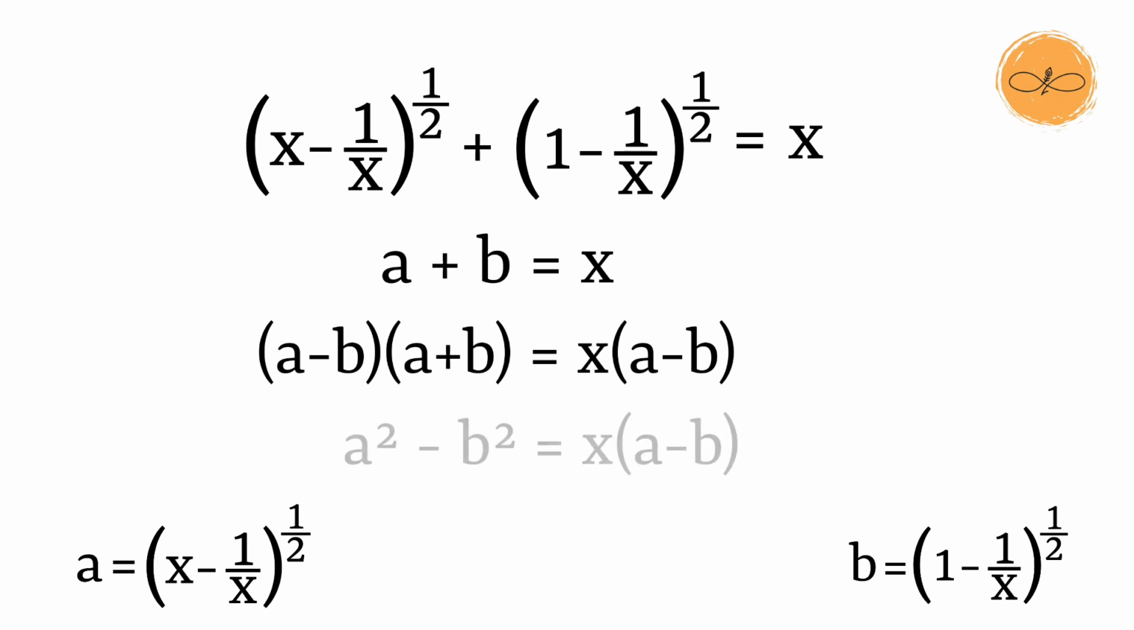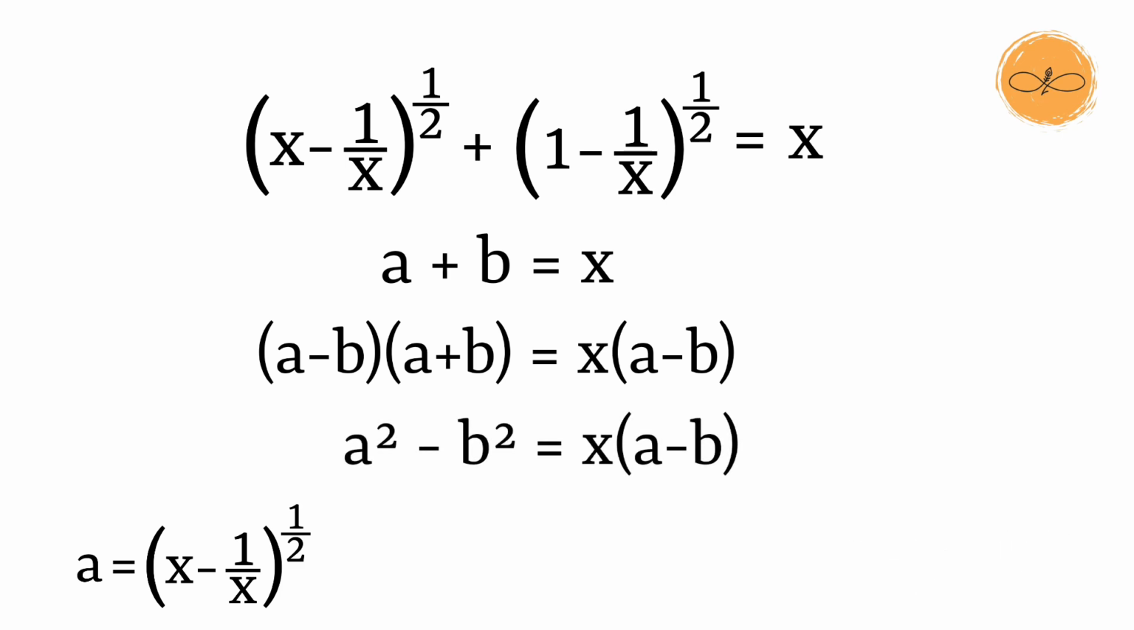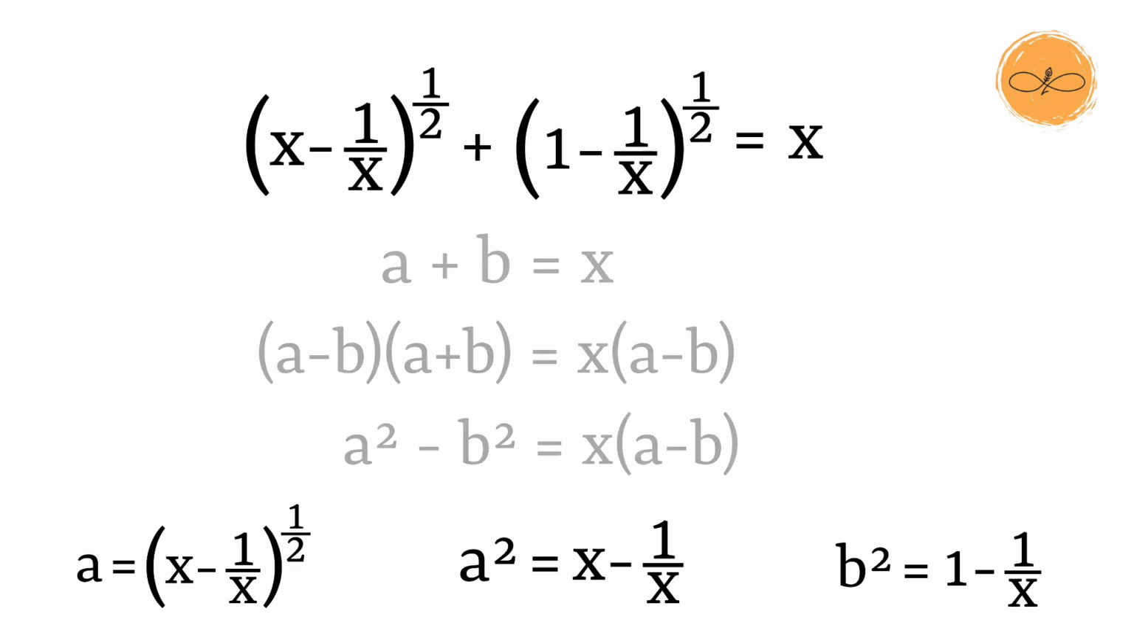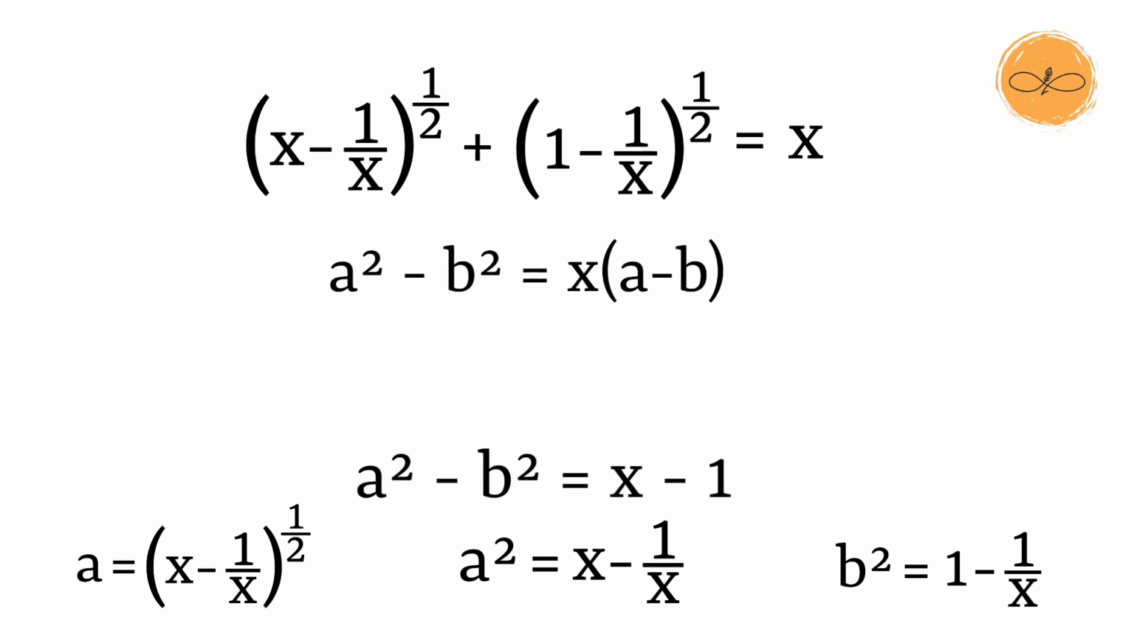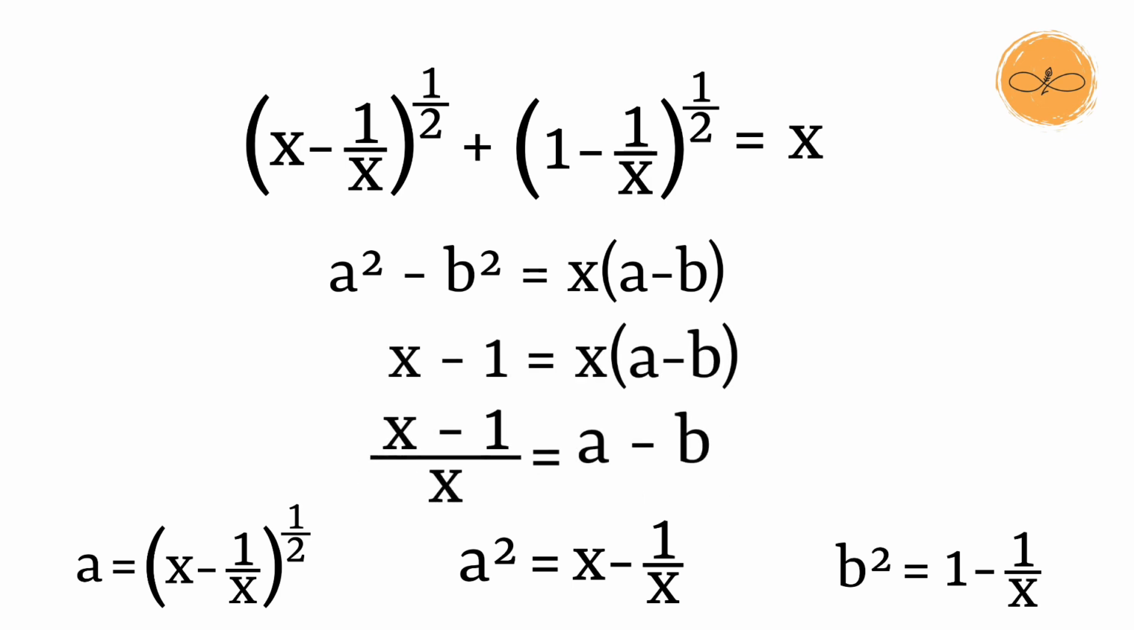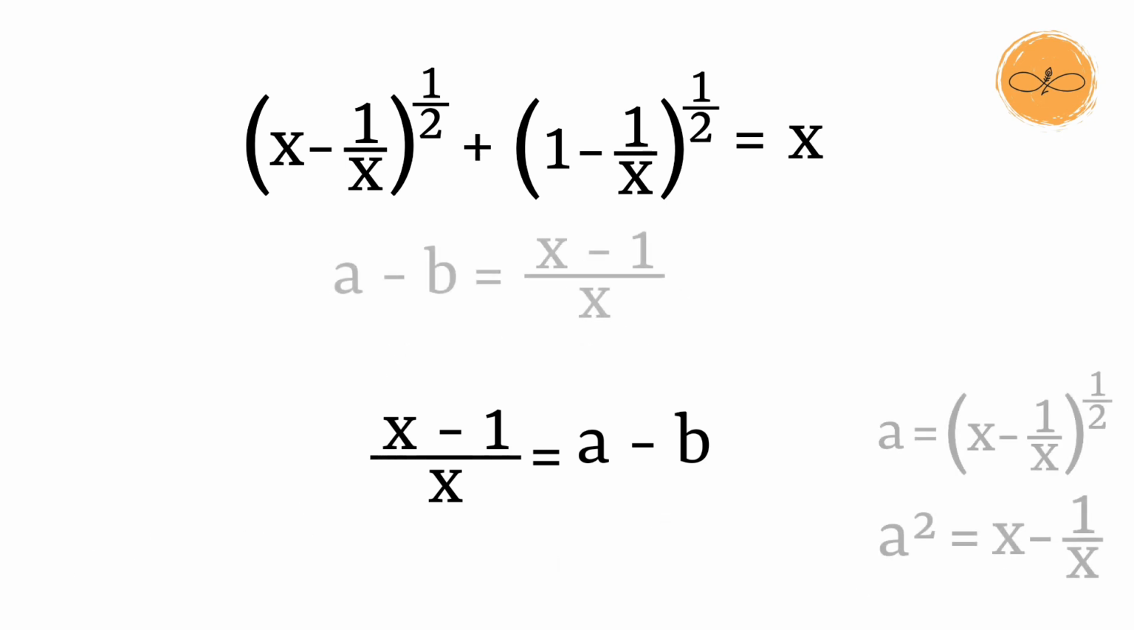We will then simplify the difference of squares. a² is equal to x - 1/x, and b² is equal to 1 - 1/x. Therefore a² - b² is equal to x - 1, and we will substitute that into the equation. We will then divide both sides of this equation by x: (x - 1)/x is equal to a - b. We will flip this equation around for convenience.